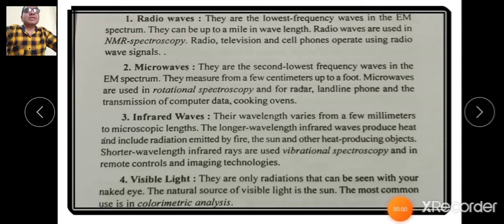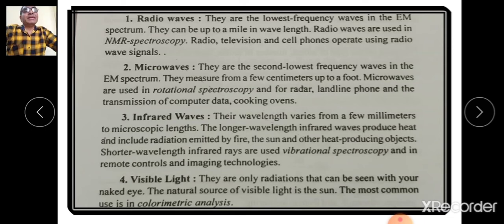Okay, the first ones are radio waves. They are the longer waves. They may have the wavelength 10 raised to 10 to 10 raised to 8 nanometers, but the energy is low. The energy may have 10 raised to minus 6 to 10 raised to minus 4 kilocalorie. They are used in the nuclear magnetic resonance spectroscopy, also called as PMR spectroscopy. They are also used in the radio, television, and cell phones operations.